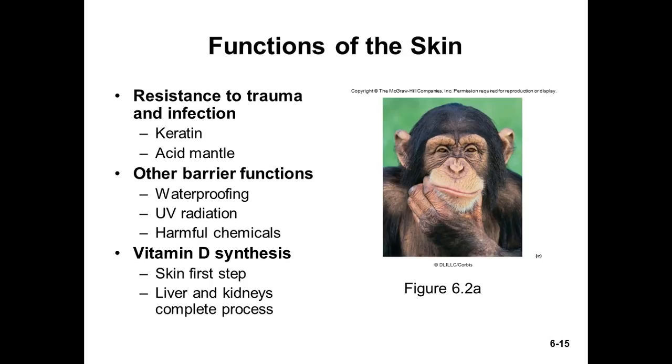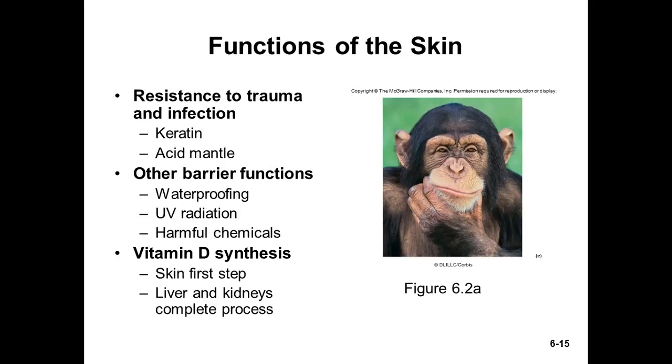This is an agent that's often found in our sweat that has antimicrobial properties. It keeps harmful microbial organisms from penetrating the skin, or it kills them before they can penetrate the skin. You have other barriers. As I stated earlier, the keratin plays a major role in waterproofing the skin. It doesn't allow too much water to leave the skin, and doesn't allow too much to cross the barrier of the epidermis.